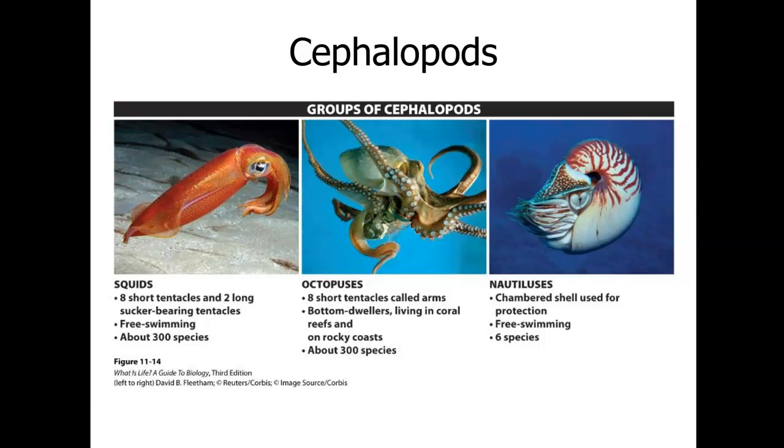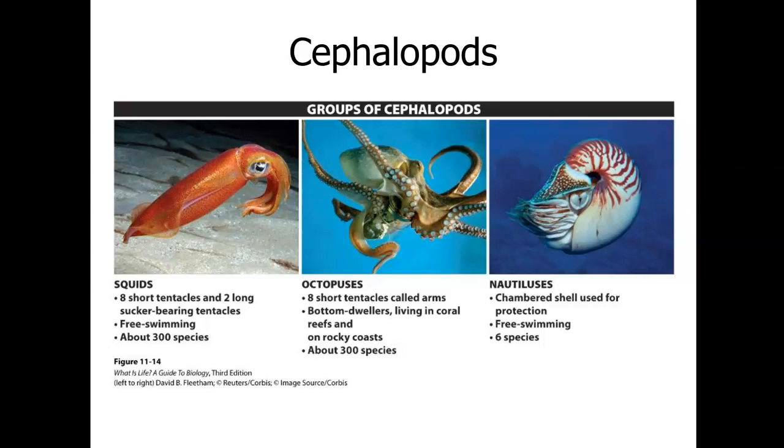The squid are going to have about 300 species. These are also free swimming. They contain a reduced internal shell and possess actual ink sacs. And they're going to use these to squirt a cloud of ink in the direction of the predator in order to escape. They also have 8 short tentacles and 2 long sucker-bearing tentacles.